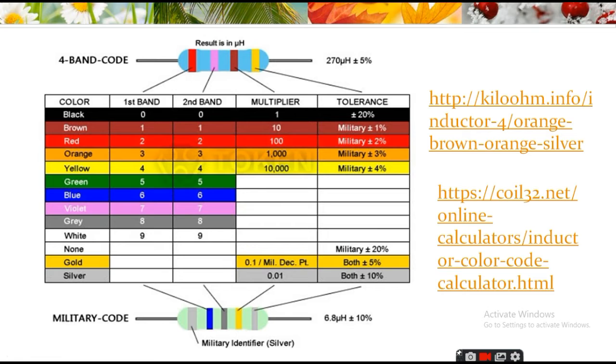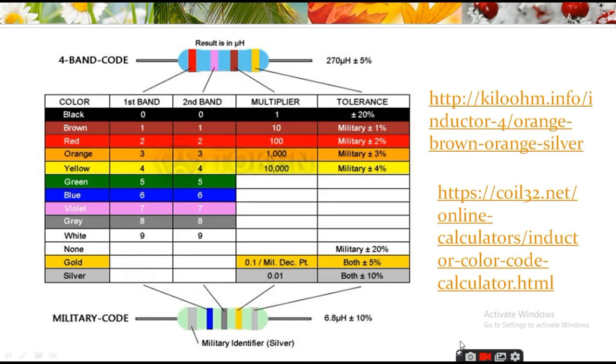Same as a resistor, we can find the values of an inductor using color coding. Here, I have a 4-band inductor in which the first two bands indicate a color value, the third band is the multiplier, and the fourth band is the tolerance band. 5-band inductors are mostly used for military purposes.